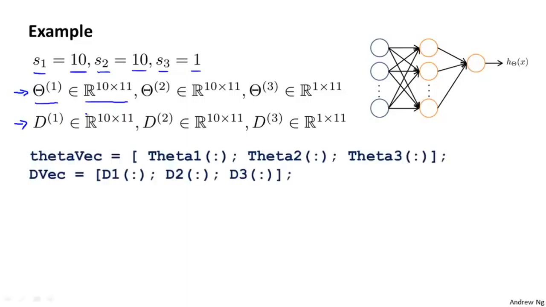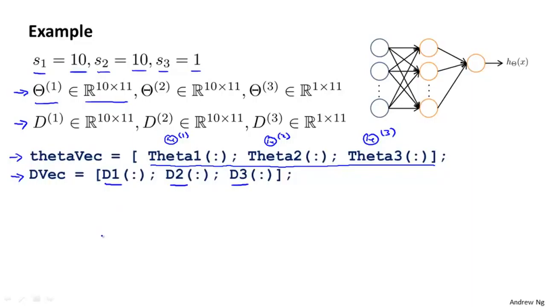So in Octave, if you want to convert between these matrices and vectors, what you can do is take your Theta1, Theta2, Theta3 and write this piece of code, and this will take all the elements of your 3 theta matrices. You can take all the elements of Theta1, all the elements of Theta2, all the elements of Theta3, and unroll them and put all the elements into a big long vector, which is thetaVec. And similarly, the second command would take all of your D matrices and unroll them into a big long vector and call it DVec.